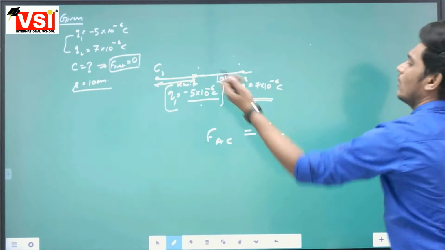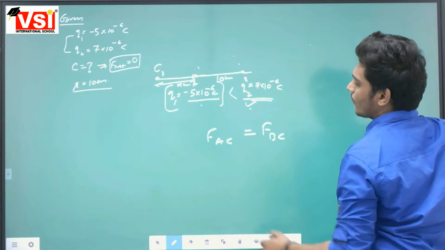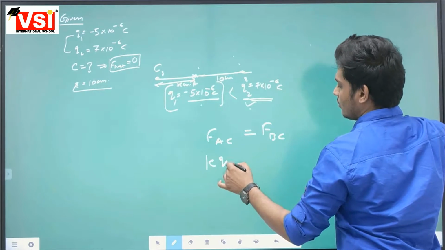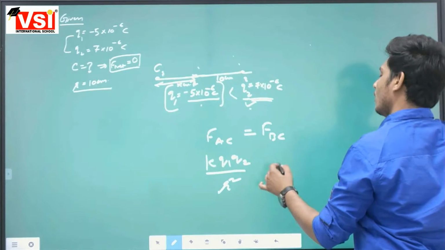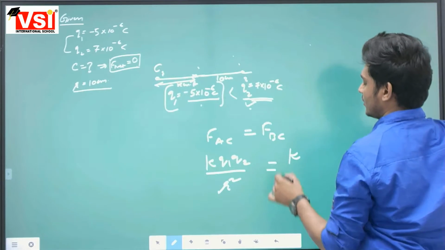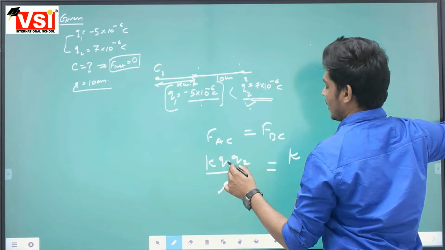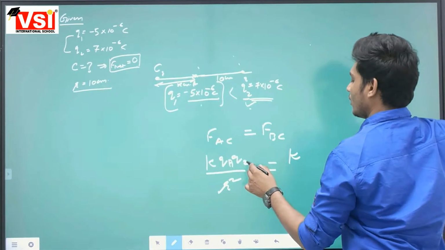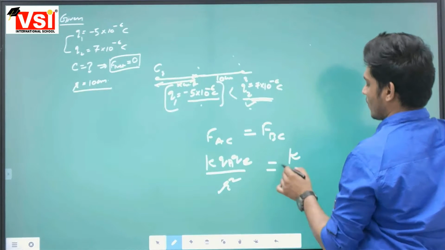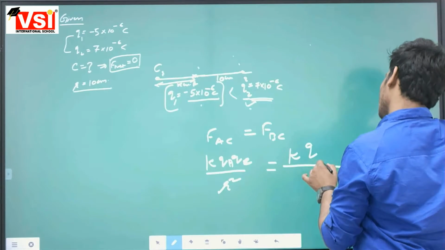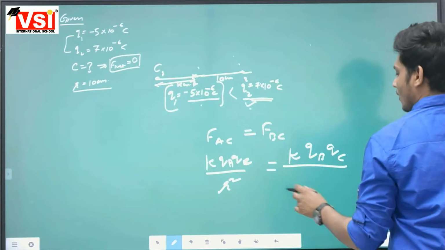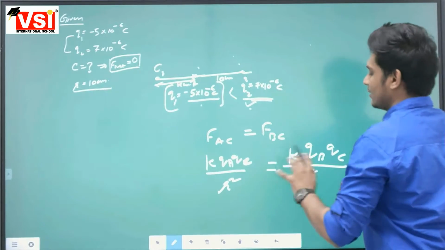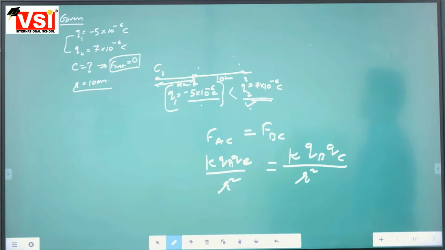Now the value of F of AC could be written as K Q1 Q2 upon R square, and here it could be written as K QA QC, K QB QC upon R square. This is the basic formula for the Coulomb's force.